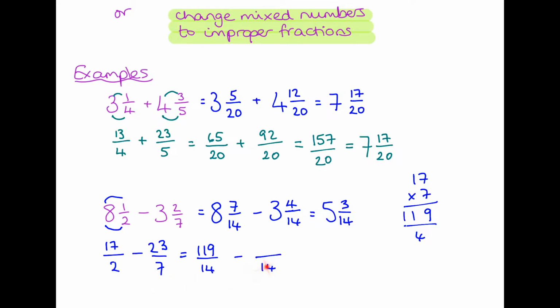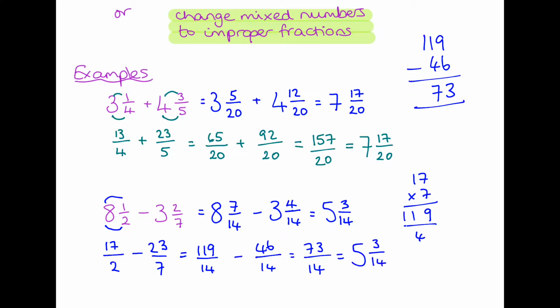Okay, second one's a little bit easier. The 7 has been multiplied by 2, so the 23 needs to be multiplied by 2. So 23 times 2 is 46. So we've got 119/14 minus 46/14. So we need to do 119 take away 46. So 9 take away 6 is 3, 11 take away 4 is 7. So that gives us 73/14. And if we work out how many 14s are in 73, there are 5. 5 14s is 70. So we've got 3 left over.